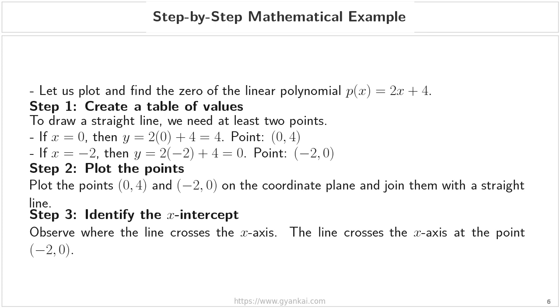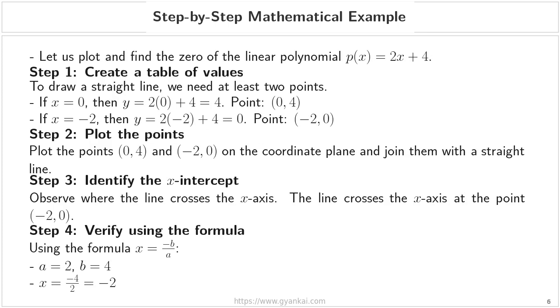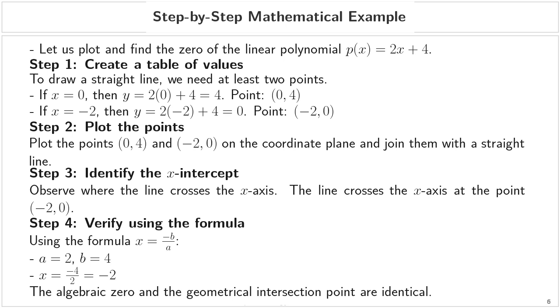point (-2, 0). Finally, in step 4, we perform a verification. We want to make sure our visual observation matches our algebraic calculation. Using the formula we discussed earlier, where x equals -b over a, we identify our coefficients. Here, a equals 2 and b equals 4. Plugging these into the formula, we get x equals -4 divided by 2, which equals -2. As you can see, the algebraic zero we calculated and the geometrical intersection point we found on the graph are identical. This confirms that our method is consistent.